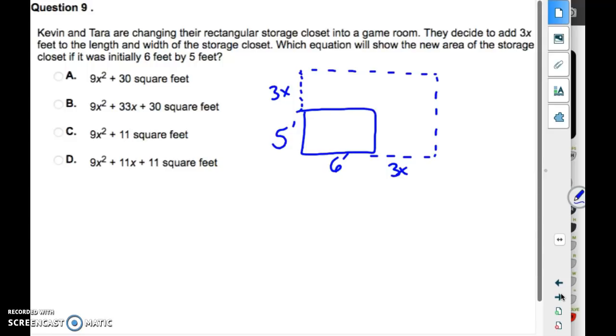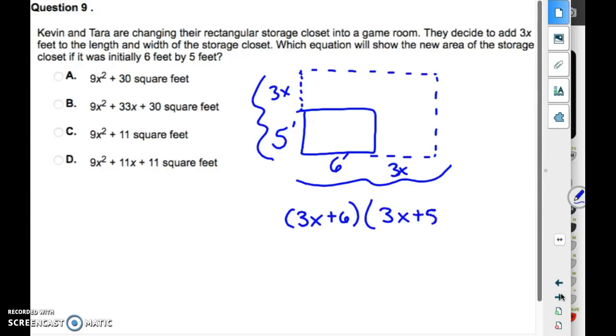Well, area is going to be length times width. The length is 3x plus 6. And the width is 3x plus 5. So what we need to do now is multiply all of these in, or FOIL, however you call it. That will give you the correct answer. So that's another one you get to finish on your own.